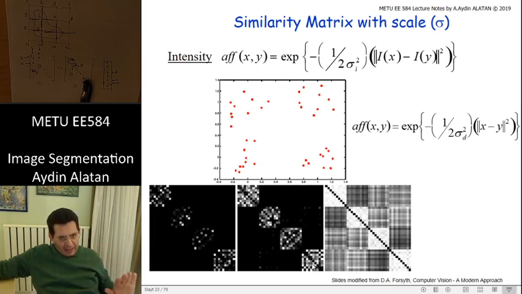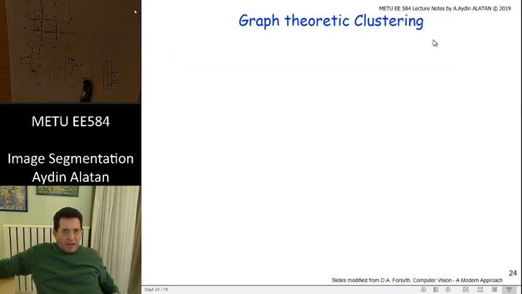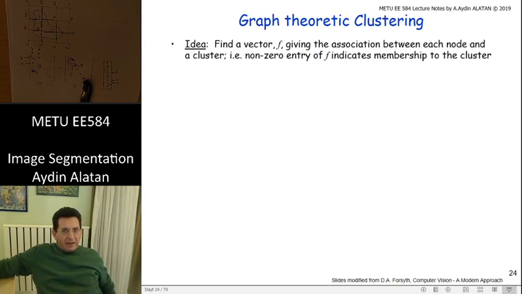by luckily numbering them correctly. Typical numbering is 1, 2, 3, 4, 5, 6, 7. Therefore, we don't know how to number them. But we realize that there are some submatrices, and those submatrices are more visible if we find a good scale. Okay, now let's look at graph theoretical clustering.